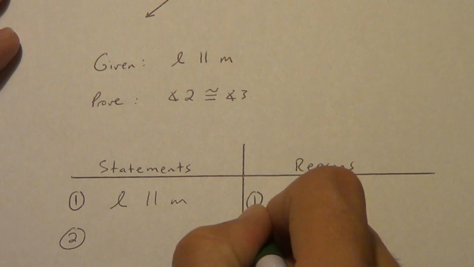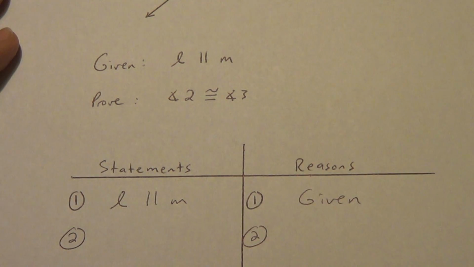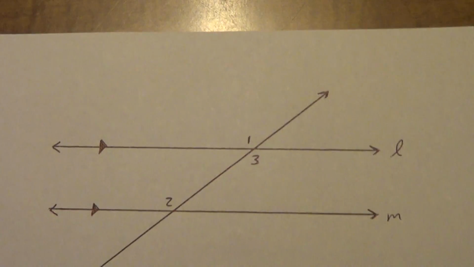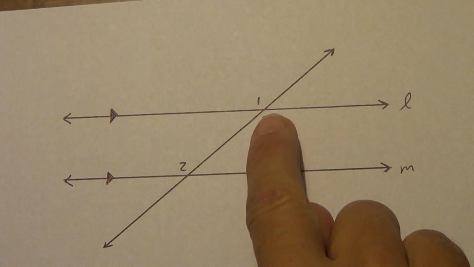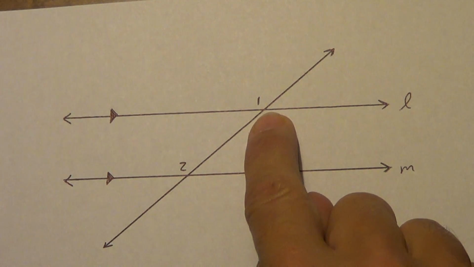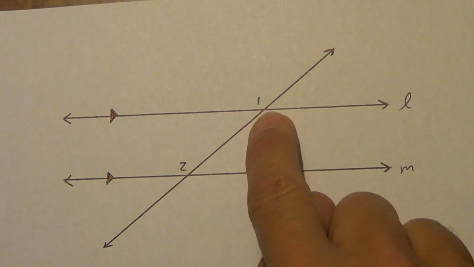Now, there's two different things you could do for statement 2. I don't really care either way, but let's focus on the parallel lines. So it means I'm going to ignore this angle 3. What do we know about angle 1 and angle 2? What's the proper term for those angles? Angle 1 is in the top left of its section. Angle 2 is in the top left of its section. So what's true about them?